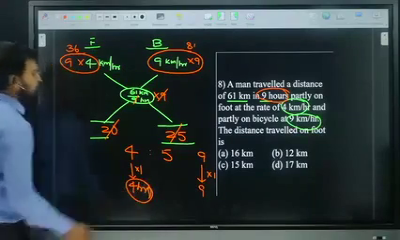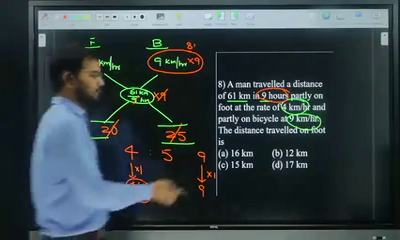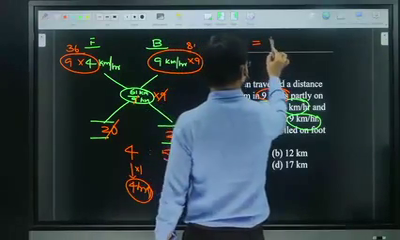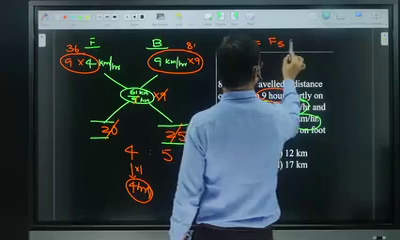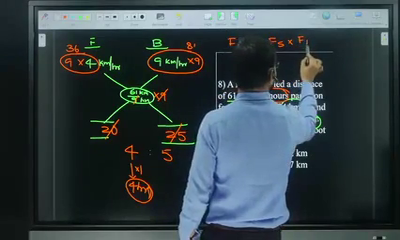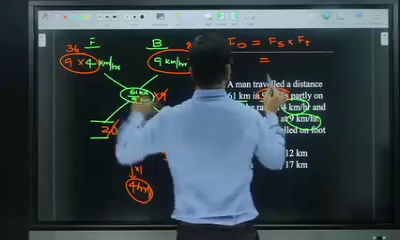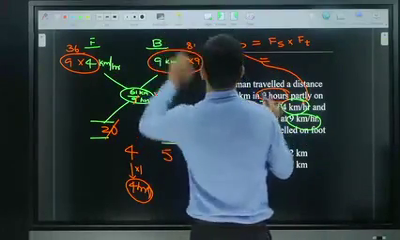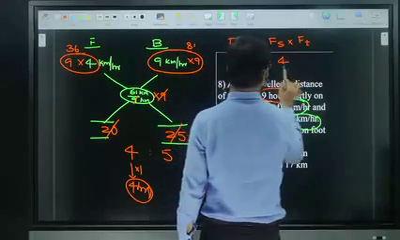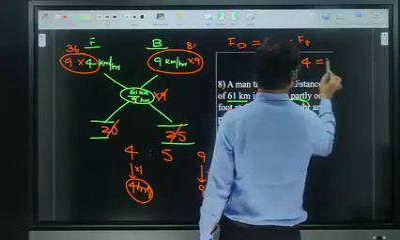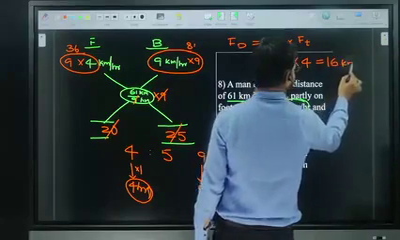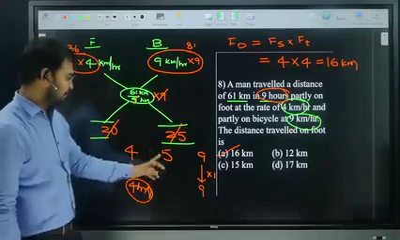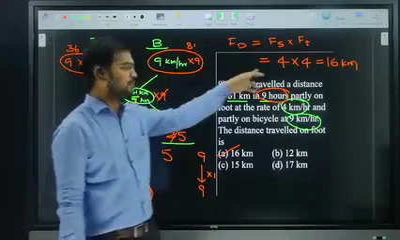On foot, how many hours do they travel? 4 hours. They're asking the foot distance. Therefore, foot distance is equal to foot speed into foot time. Foot speed is what? 4 km per hour. 4 km per hour into foot hours, which is 4. Therefore, 4 into 4 is 16. Therefore, our answer is 16 kilometers. If they ask about the bicycle, 5 into 9 is 45, 45 plus 16 is 61.